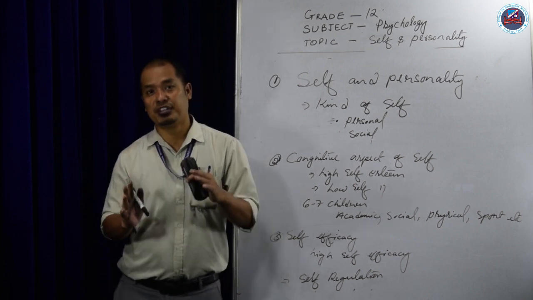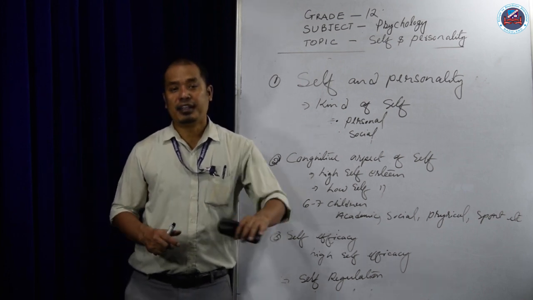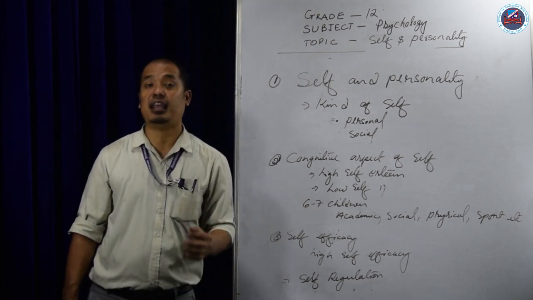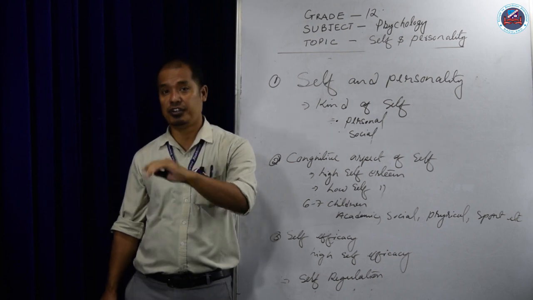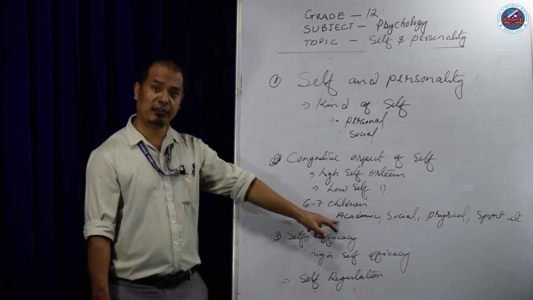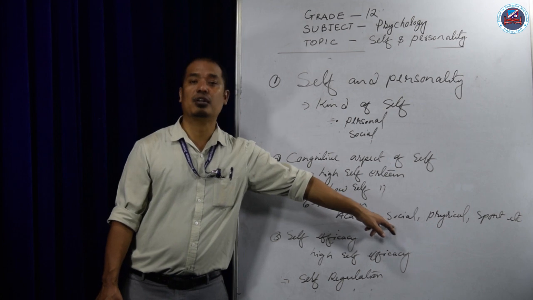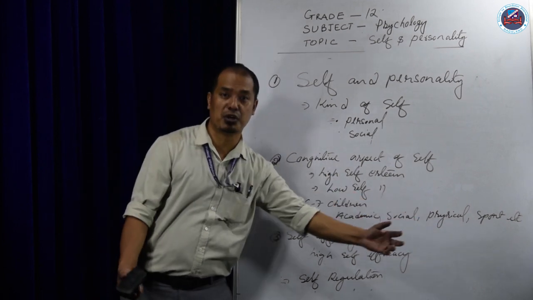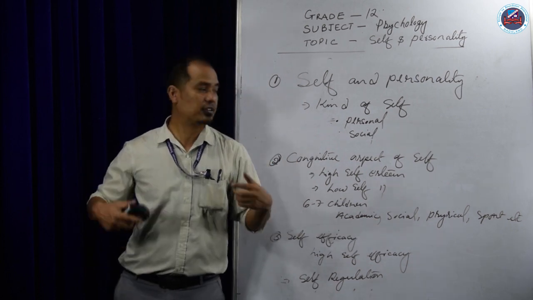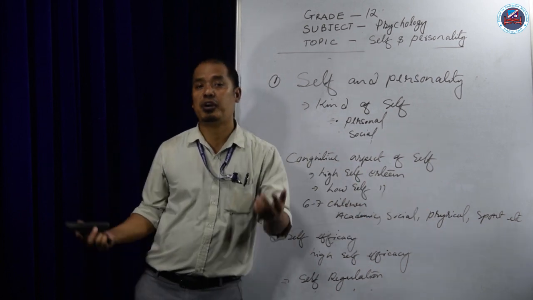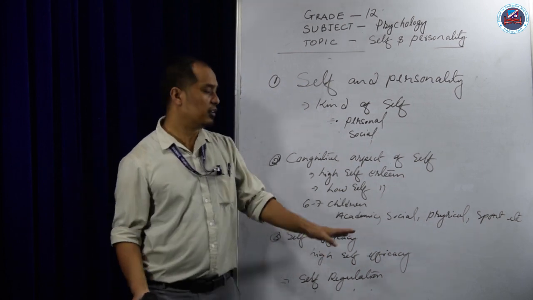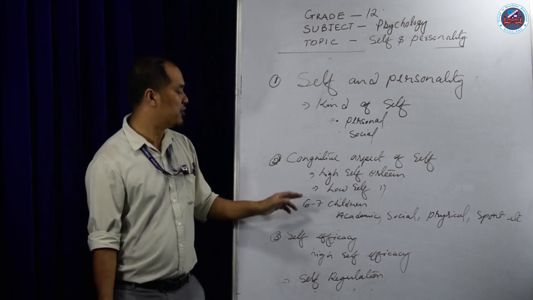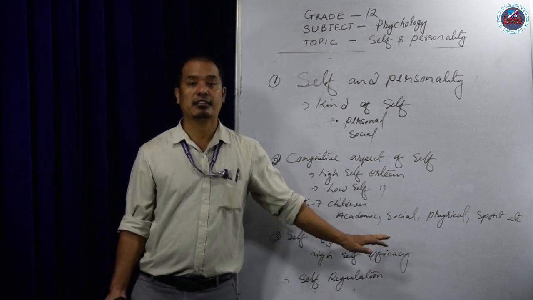Now according to the research, at the age of 6 to 7, children begin to form 4 types of competence in themselves, especially in 4 areas. The first one is academic competence. The second one is social competence. The third one is physical competence, where children try to see their appearance. And the next one is sports. The children try to see whether they are good at sports or not. So these are the 4 areas where children try to examine themselves, especially at the age of 6 to 7, according to psychologists.